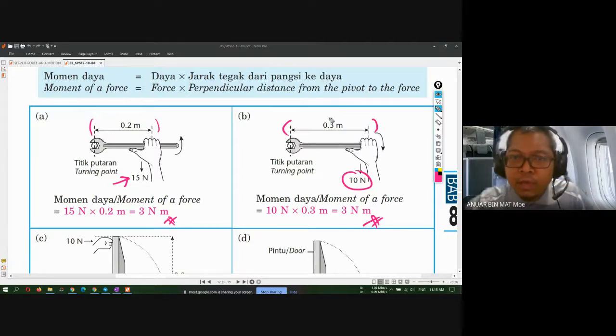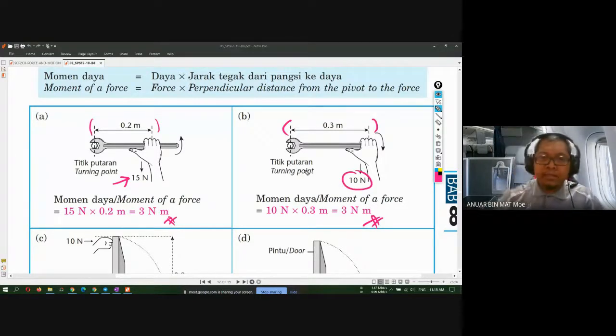But if the perpendicular distance is more, for example, in question B, 0.3 meter, you need less effort, only 10 Newton in order to open the bolt here. Can you understand this? Yes. Very easy, right?